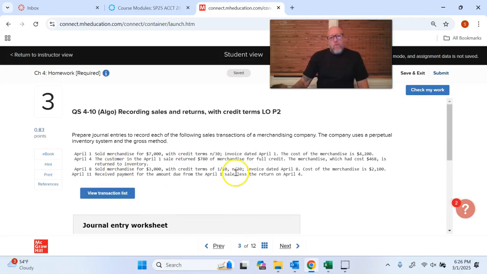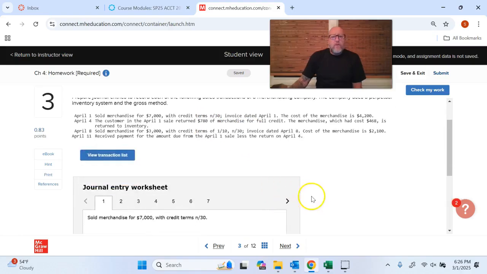And then we're going to sell more inventory on credit terms. Again, at the time of the sale, we don't account for the discount. We only account for the discount if the customer pays within the discount period. If the customer does take advantage of it, we debit the sales discount contra sales account. And I believe I'm going to leave you to this question as well.